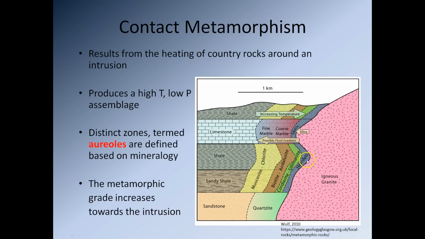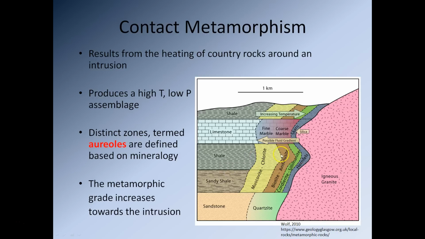So as you move away from the contact, the temperature is going to get lower. As you move towards the contact, the temperature is going to get higher. And so that means as we move towards the intrusion and the temperature gets higher, the types of metamorphic minerals we see are going to change. Out here we're going to have lower temperature metamorphic minerals, and as we approach the intrusion, the metamorphic minerals are going to get steadily higher and higher grade.